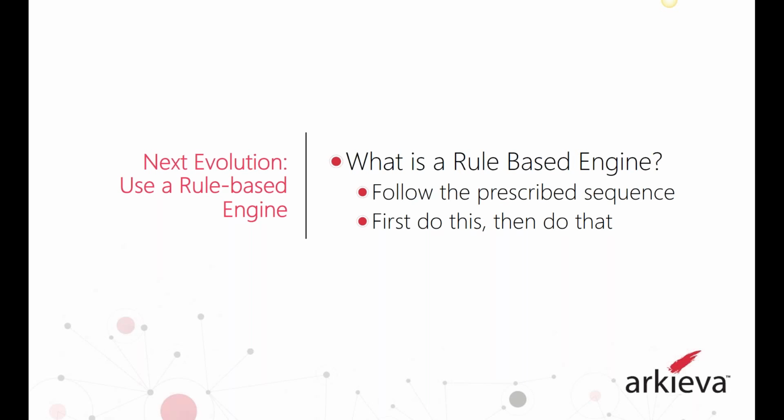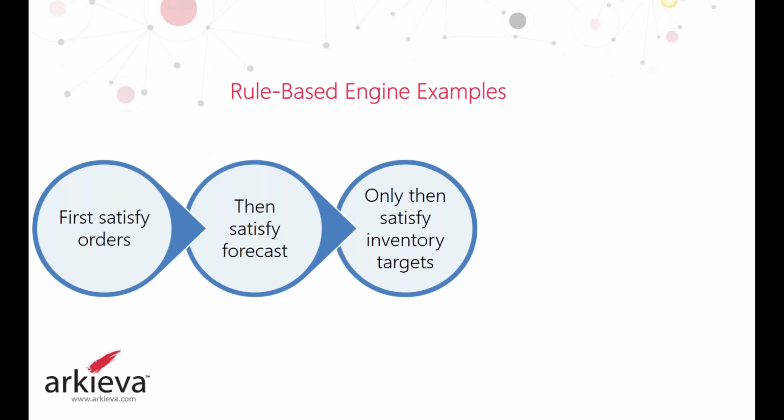So when we think of an example of first this, then that, we might say in a rule-based engine, we might want to first satisfy all our demand that is coming from orders from customers. Then and only then we want to look at satisfying the forecast. And then only at the end of that, we might want to satisfy our inventory targets. That might be a sequence of rules that a company might be interested in terms of how to make the production available to the supply chain. Orders first, forecast next, inventory targets last.